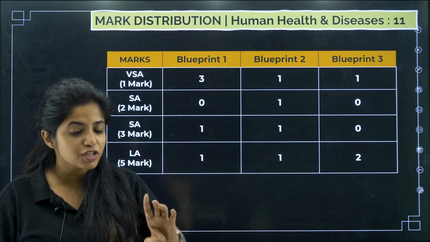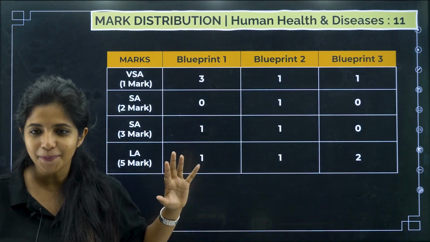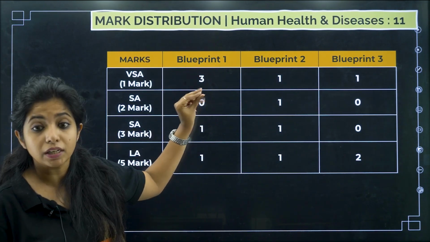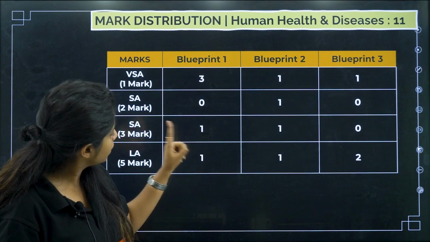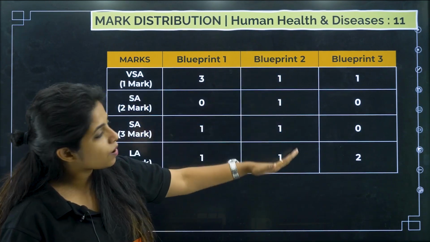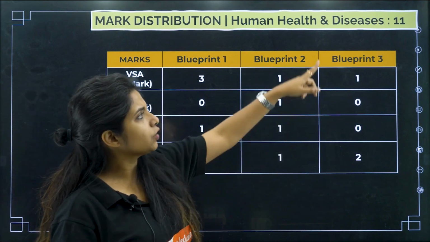So can we ditch this chapter by any chance? No, we cannot ditch this chapter. We have to study this. And we have 3 blueprints. According to blueprint 1, there will be 3 questions: 1 one-marker question, 1 three-marker question and 1 five-marker question. According to blueprint 2, there will be 1 question from each category, 1 marker, 2 marker, 3 marker and 5 marker, making it a total of 11 marks.